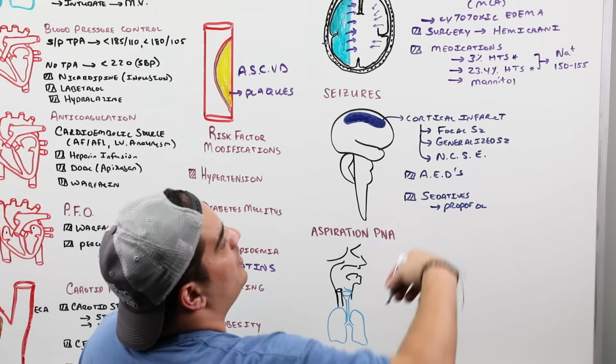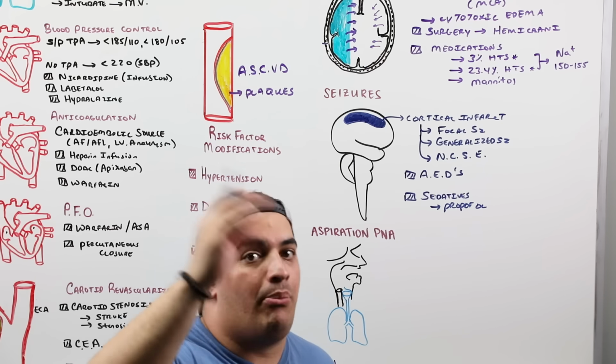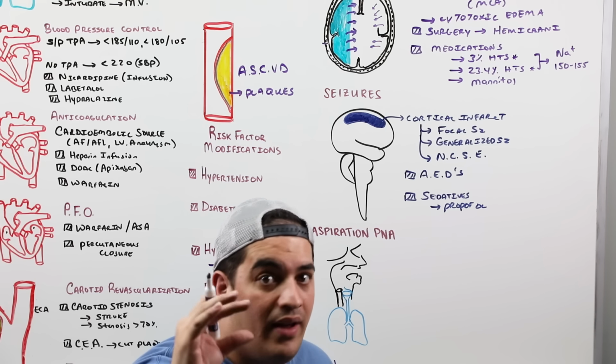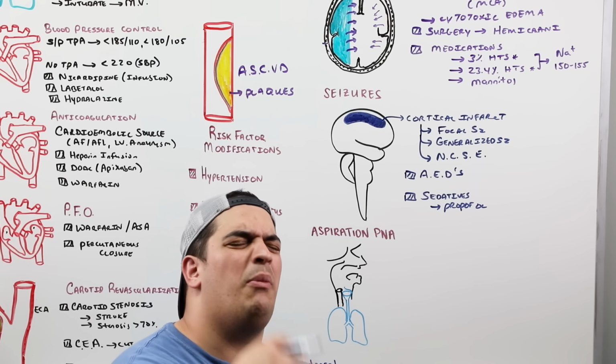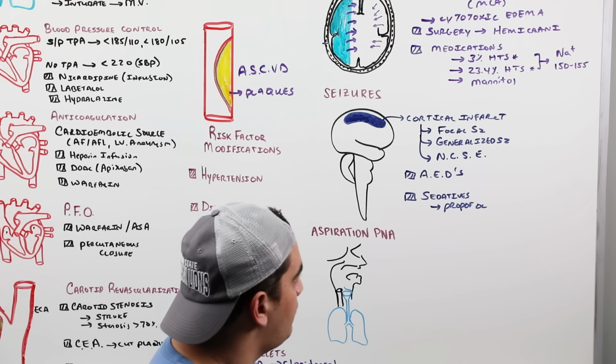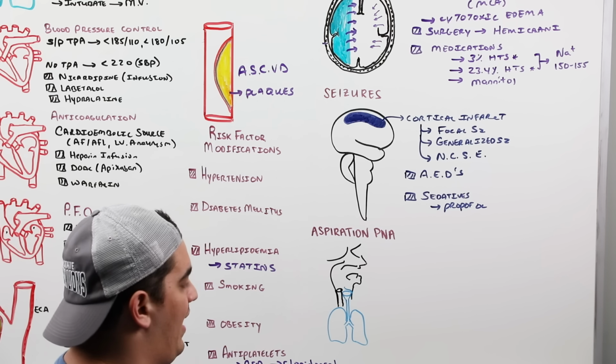But AEDs, there's so many of these. There's valproate, there's fosphenytoin, phenytoin, levetiracetam. There's so many of them. We're not going to talk about them right now. But treat those if that happens.